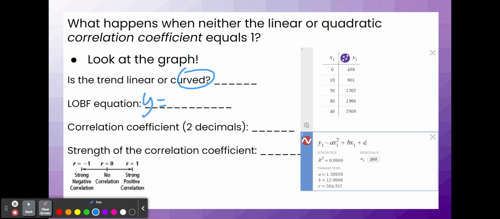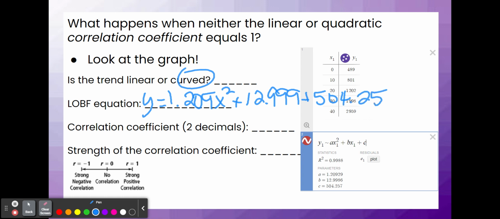So we got y equals... it didn't tell me how to round it, so I'm going to round it to the nearest thousandths. So 1.209 x squared. Sorry, I don't have my pen with me. Plus 12.999, and then plus 504.257. Oops, sorry, I forgot the x there.